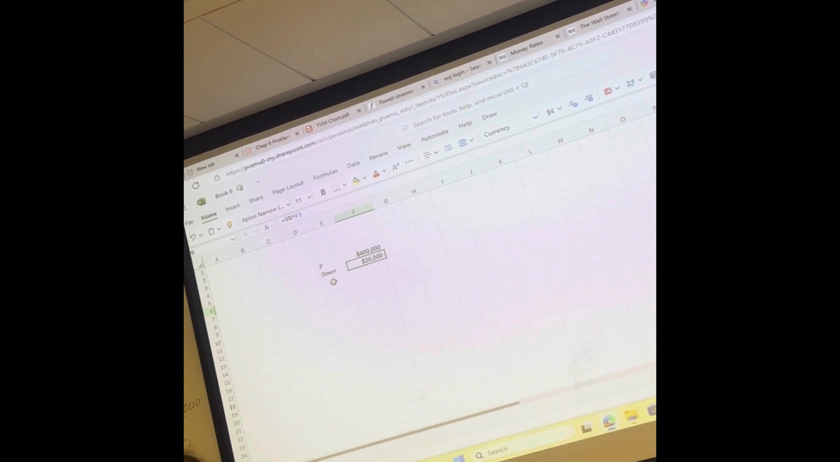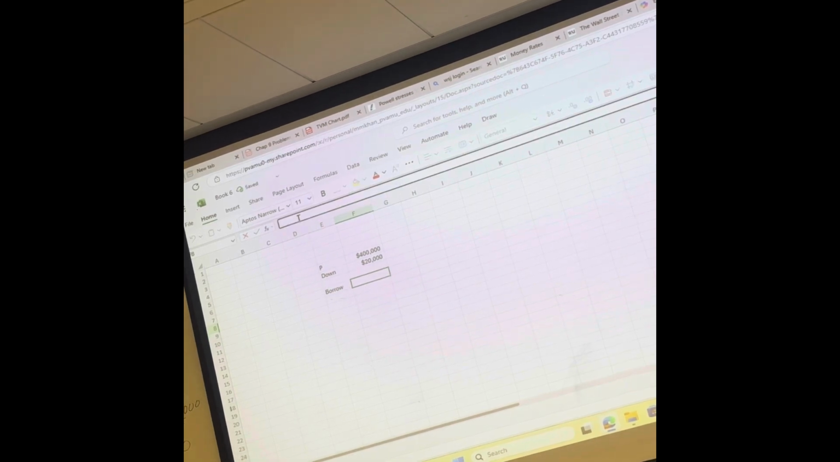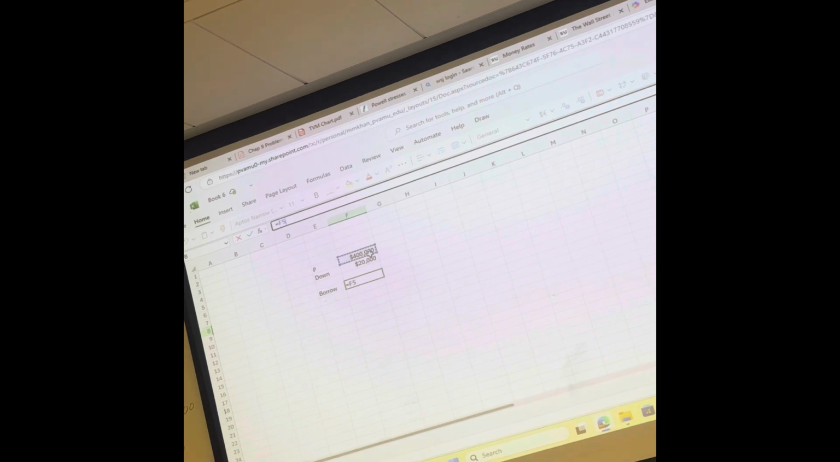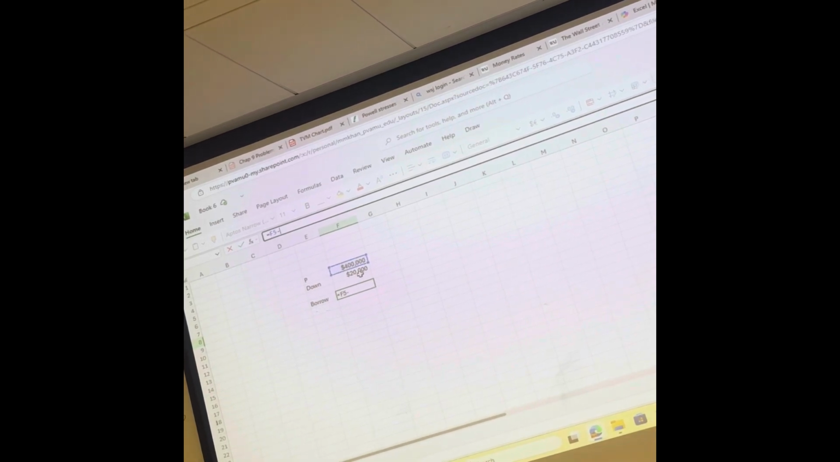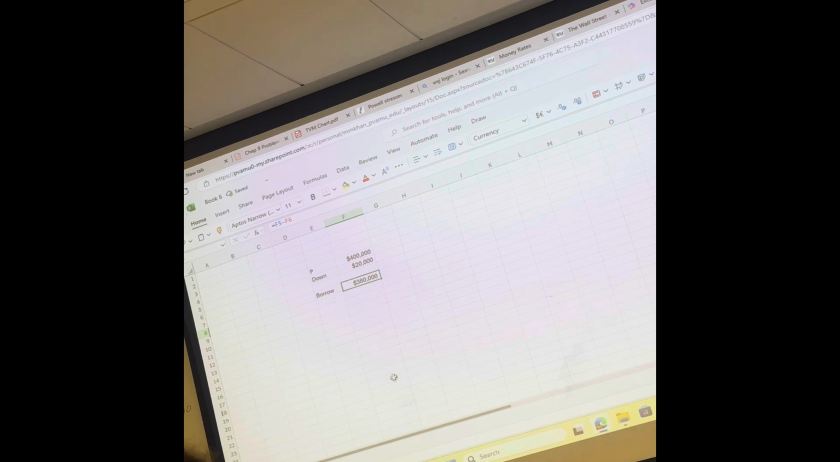How much are you borrowing? Or financing, okay? It should be 400,000 minus 20,000. You're borrowing $380,000.